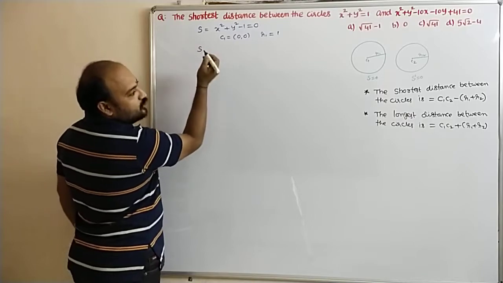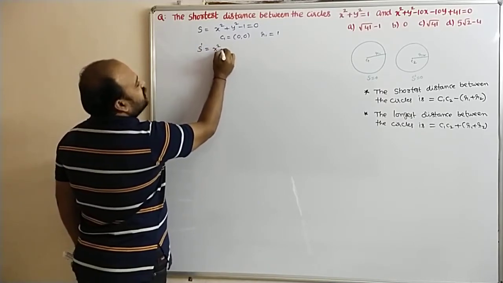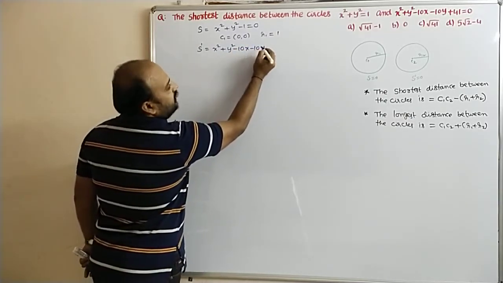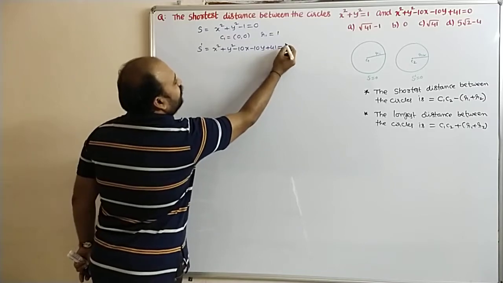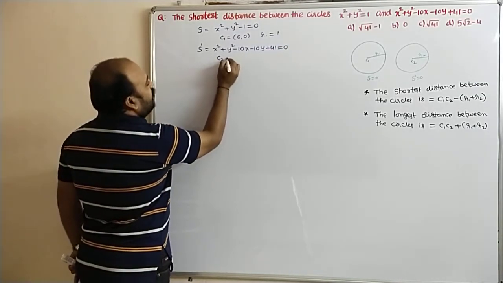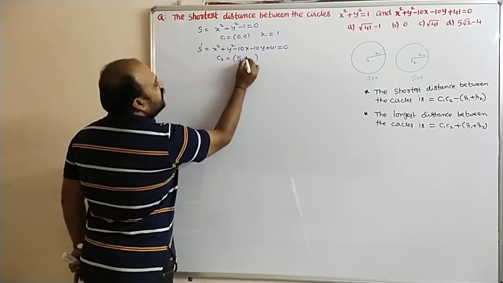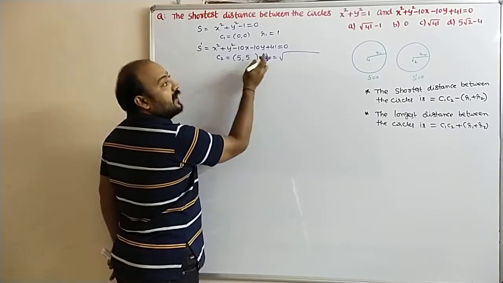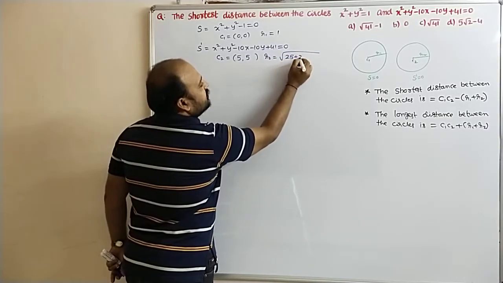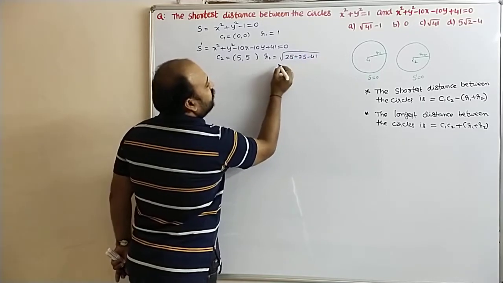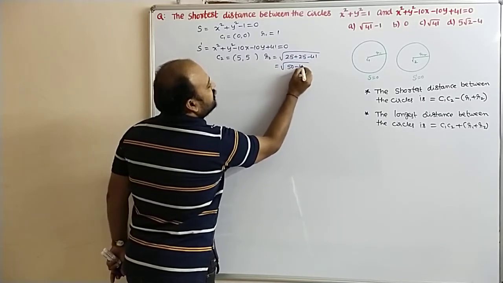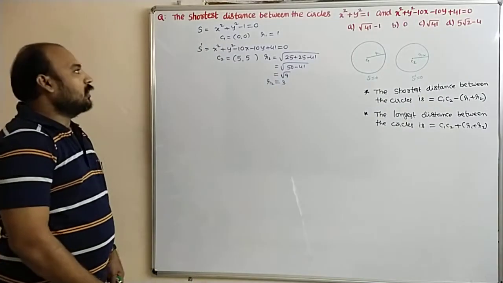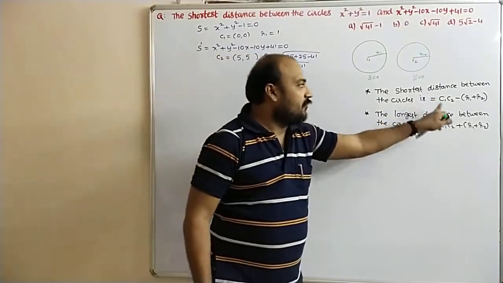Second circle S dash, you have to consider x square plus y square minus 10x minus 10y plus 41 equal to 0. Second circle, center C2 equal to minus x coefficient by 2, minus y coefficient by 2. Radius R2 equal to root of g square plus f square minus c. So 5 square plus 5 square minus 41. So root 50 minus 41 which is equal to root 9 which is equal to 3. R2 equal to 3.